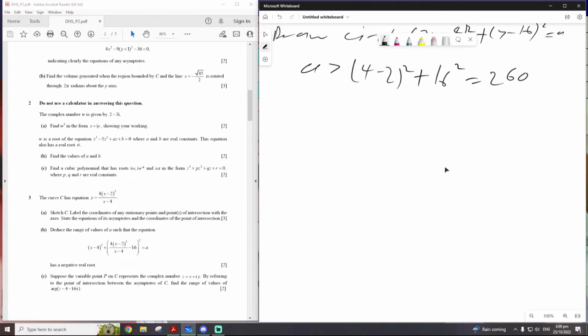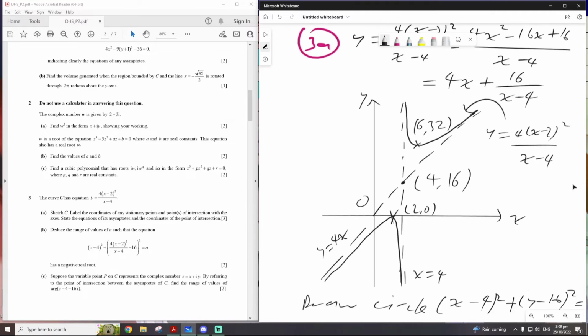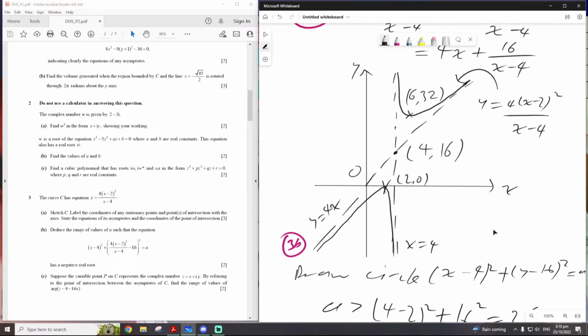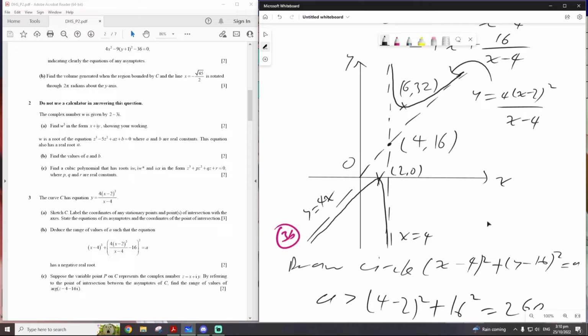Suppose the variable point P on C, I should probably label this. Suppose the variable point P on C represents the complex number z equals x plus iy, referring to the point of intersection between the asymptotes of C, find the range of values of argument z minus 4 minus 16i. Okay. So this is very interesting, because this is like a further maths kind of complex loci question, which used to be in H2 maths, but it's not anymore. So let's have a look.